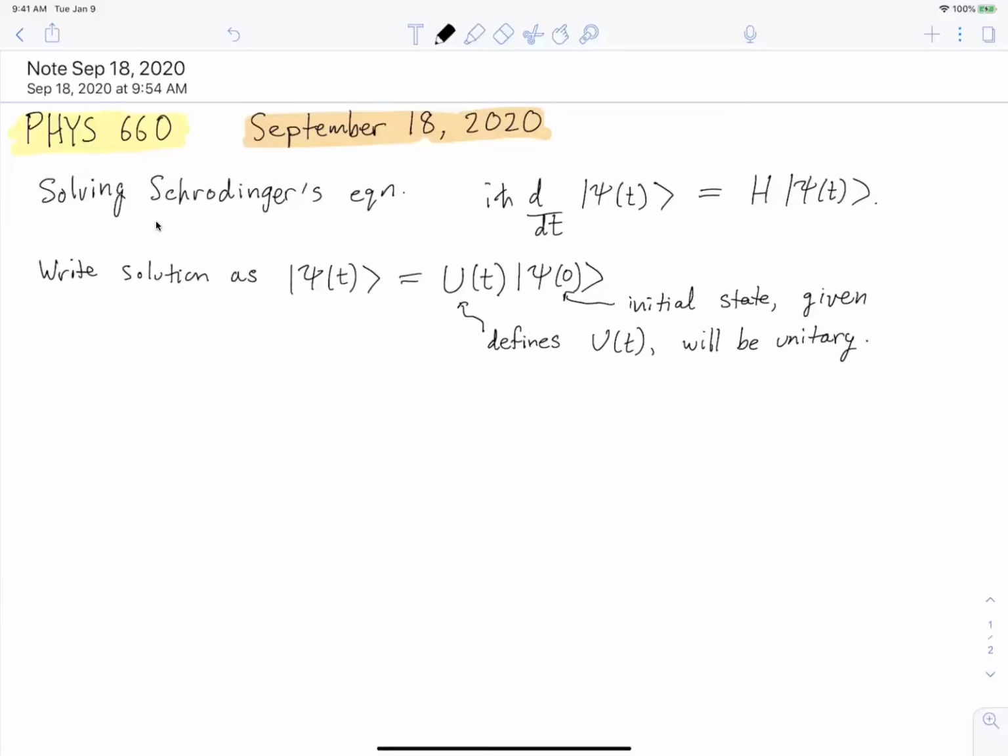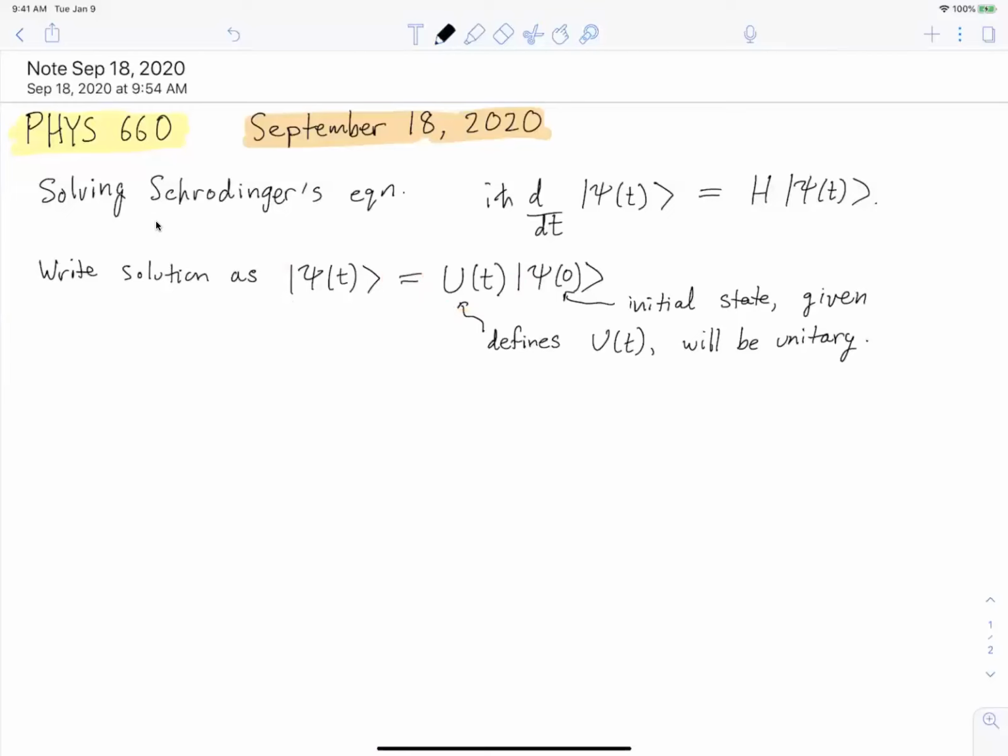Okay. So that defines the unitary operator. And so we've translated the problem from finding this wave function that depends on t into finding an operator U of t, which is going to be a unitary operator. We've just changed the problem, but the goal is still the same.